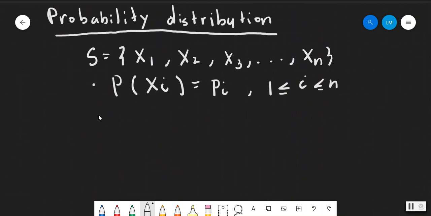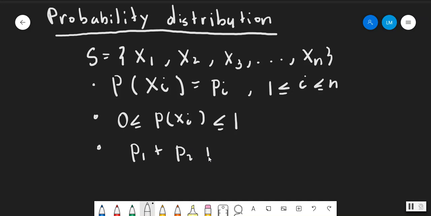The next thing that we have to note is that the probability of a single event or outcome has to be between 0 and 1 inclusive. So if it's negative or 2, then it cannot be a probability distribution. And finally, if we add up all of the probabilities within the sample space, p1, p2, p3, and so on, this all has to add up to 1.